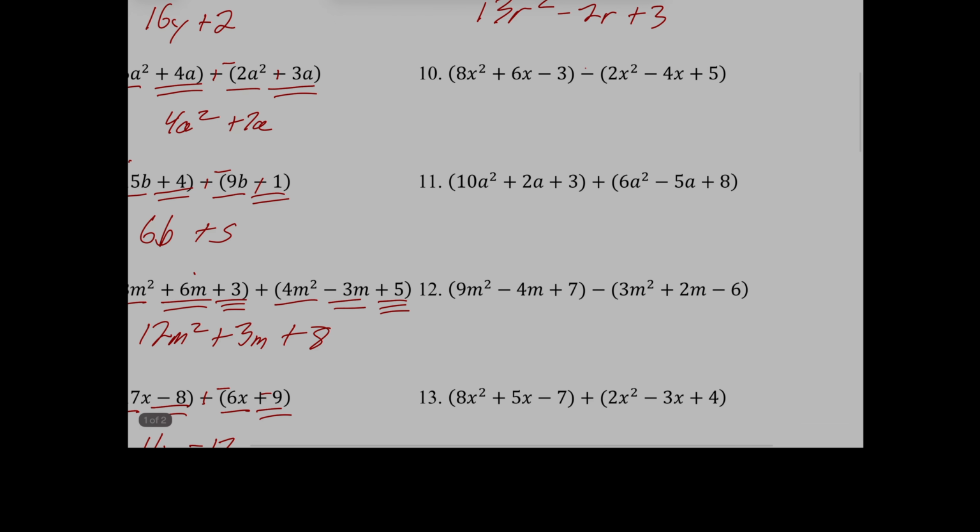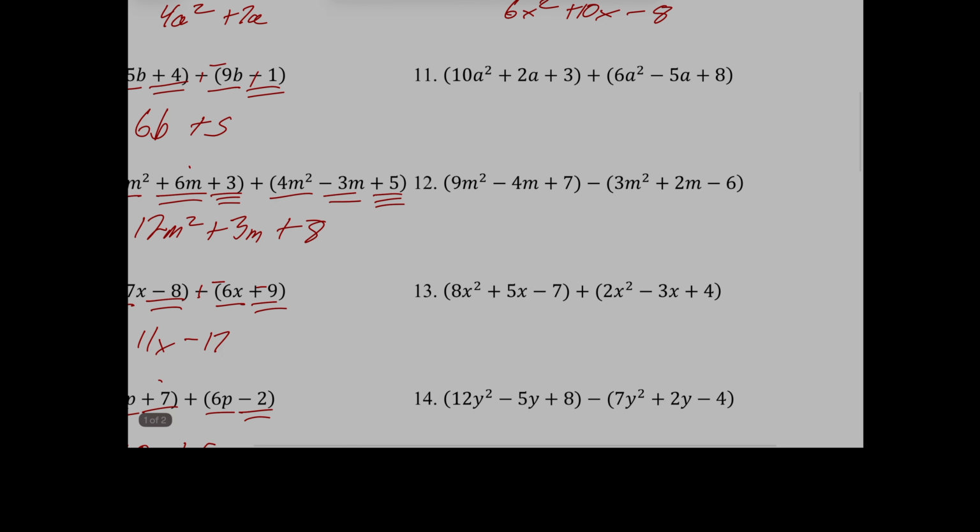Number 10, I have a negative sign, so add a line, change all the signs. 8x squared plus a negative 2x squared is a 6x squared. A plus 6x and a plus 4x is a plus 10x. And a negative 3 plus a negative 5 is a negative 8.